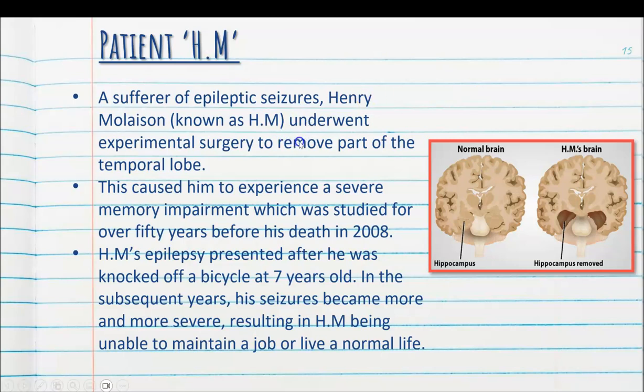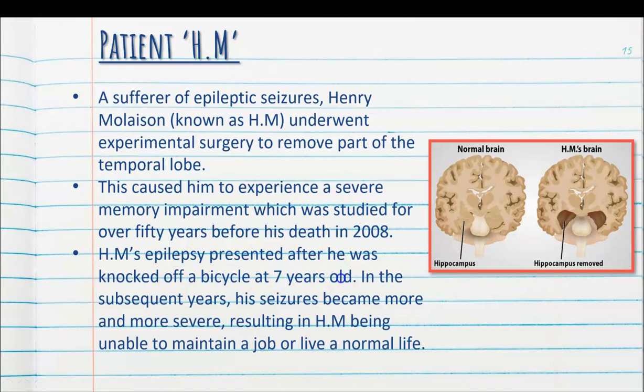He actually underwent experimental surgery to remove part of his temporal lobe, so the hippocampus in particular, as you can see here. So this caused him to experience a severe memory impairment, which was studied for over 50 years before his death in 2018. So initially, his epilepsy was presented after he was knocked off a bicycle at 7 years old and sustained a head injury.